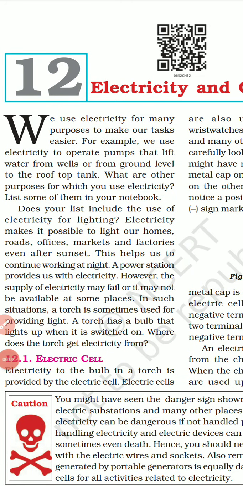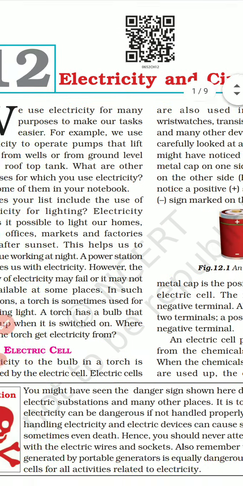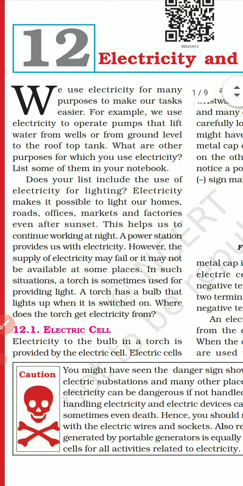Good morning, children. So let's start chapter number 12, Electricity and Circuits. Okay, children, this is a very interesting chapter, and it also has activities: making of electricity circuit, making of a torch. You have to make the circuit, you have to make the torch. Okay, these are the activities. So let's start.